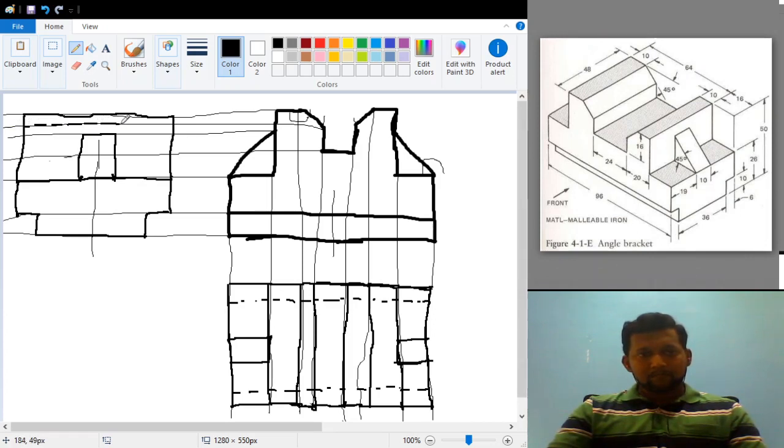You can clearly see that the line which I have given dotted is nothing but the vertical line over here, and another vertical line for which I have to give dotted is this one. So this completes the side view also.